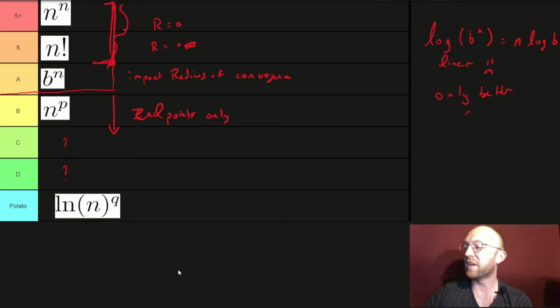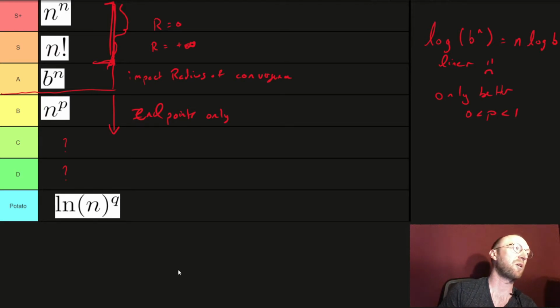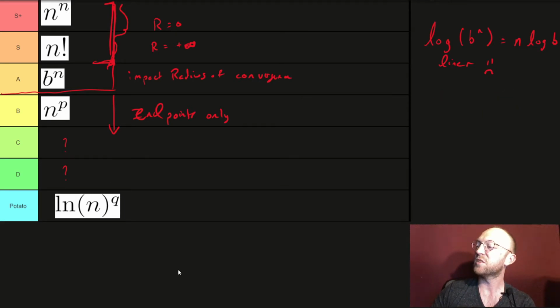Only better than the case for polynomials with p less than 1. So, I mean, sure. Like log of b to the n, let's put that here, because it's kind of dumb, it's just linear. So that's not good enough.